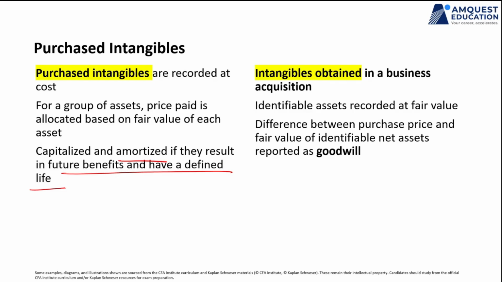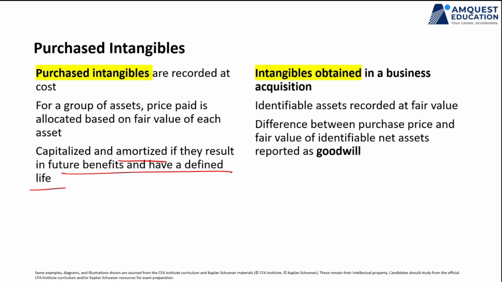Now, there is a possibility you have not purchased assets individually, but you have obtained all of them in a business acquisition, which means you have acquired them. If you have acquired them, again, these are identifiable assets recorded at fair value. The difference between purchase price and fair value of identifiable net assets is reported as goodwill, right?